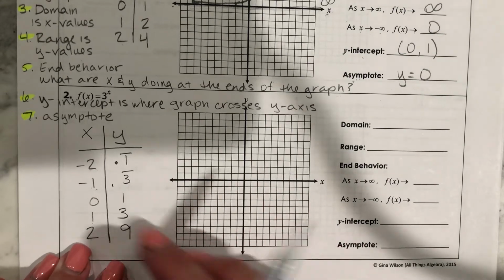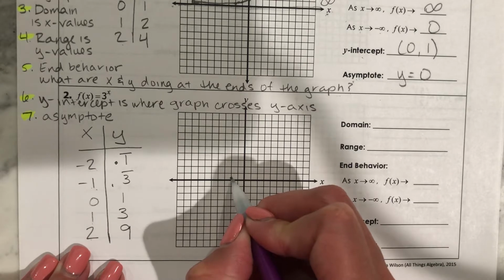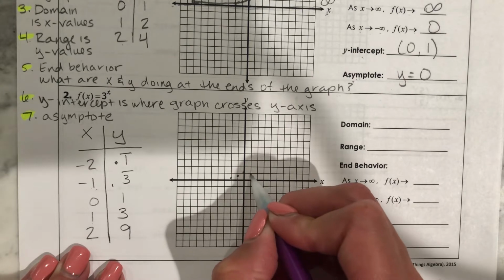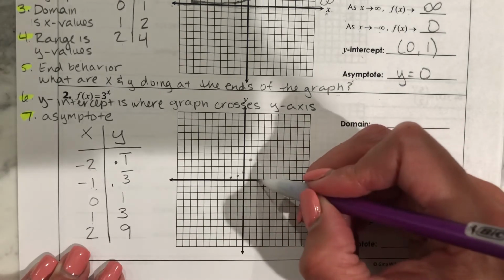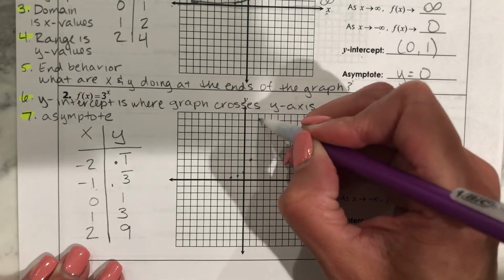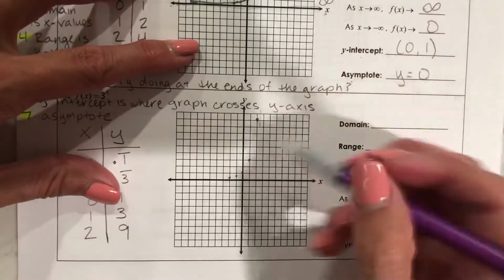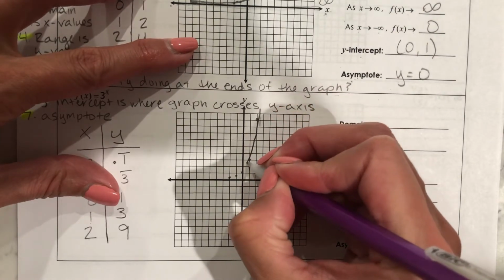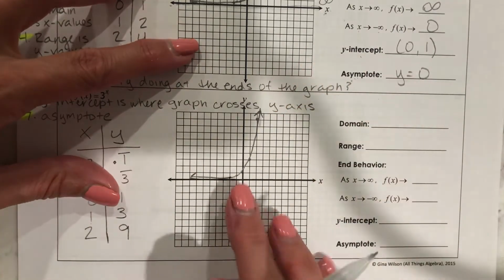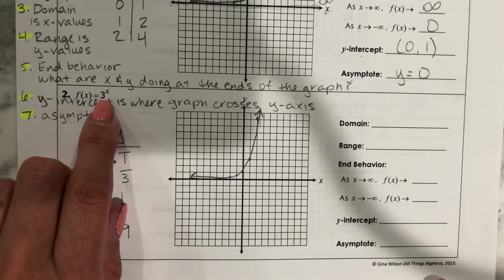Now I'm ready to plot my points. So -2, positive 0.1, -1, positive 0.3, 0, 1, 1, 3, 2, and 9. And then, whoops. Make my curve here. So we've got another growth, exponential growth, because it's increasing there, and our b value is greater than 1.